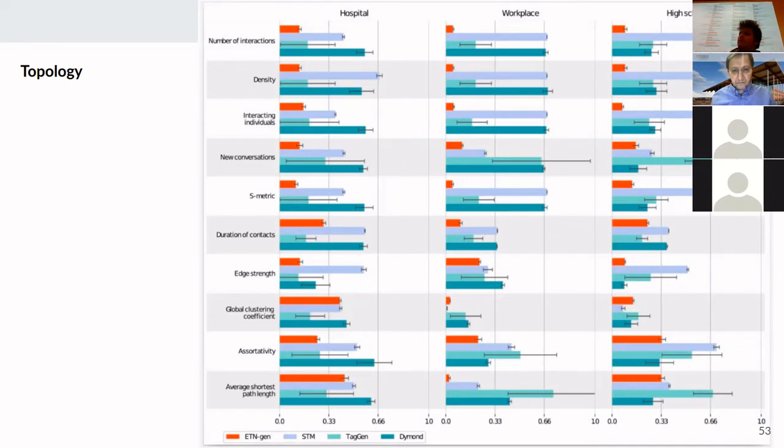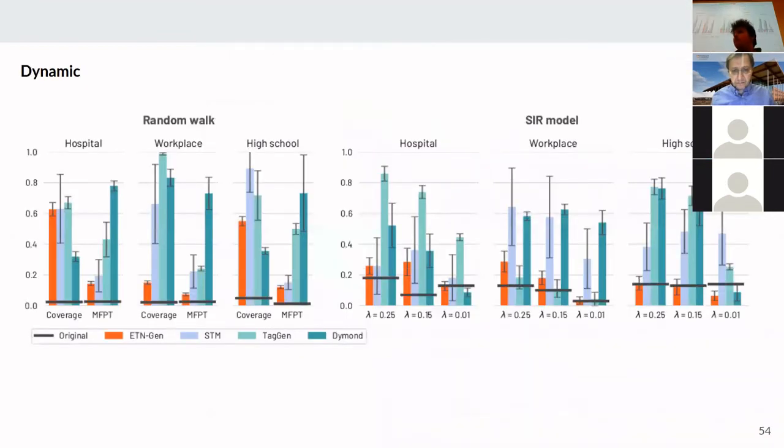We have this kind of comparison in both the topology of the network and the dynamics. For instance, we simulate a random walk, many random walks, and we evaluate the coverage and the mean first passage time, or we simulate a SEIR model and then we evaluate the R0 distribution, in order to have a much stronger comparison in terms of dynamics.